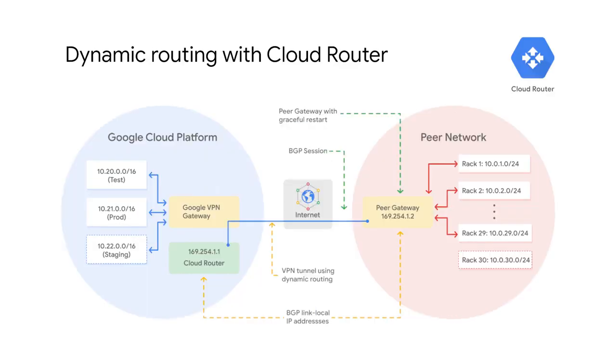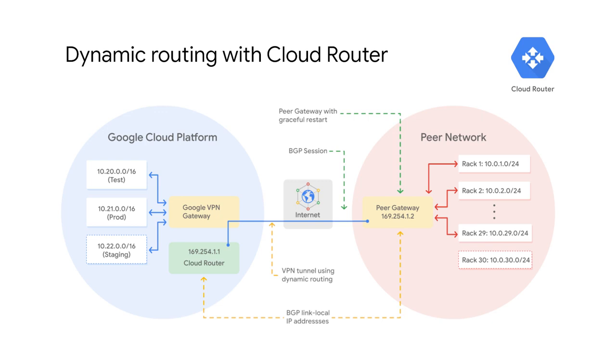I mentioned earlier that Cloud VPN supports both static and dynamic routes. In order to use dynamic routes, you need to configure Cloud Routers. Cloud Router can manage routes from a Cloud VPN tunnel using Border Gateway Protocol, or BGP. This routing method allows for routes to be updated and exchanged without changing the tunnel configuration.